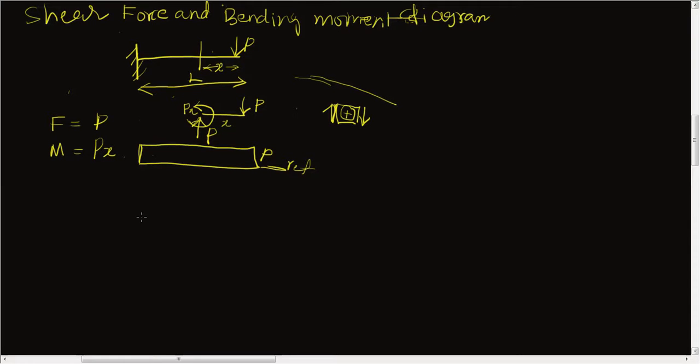Now let us draw the bending moment diagram. This is our reference line again. To draw the bending moment diagram, we have to consider whether the bending is sagging or hogging. In this case, it is hogging. This is called hogging, which is considered to be negative.